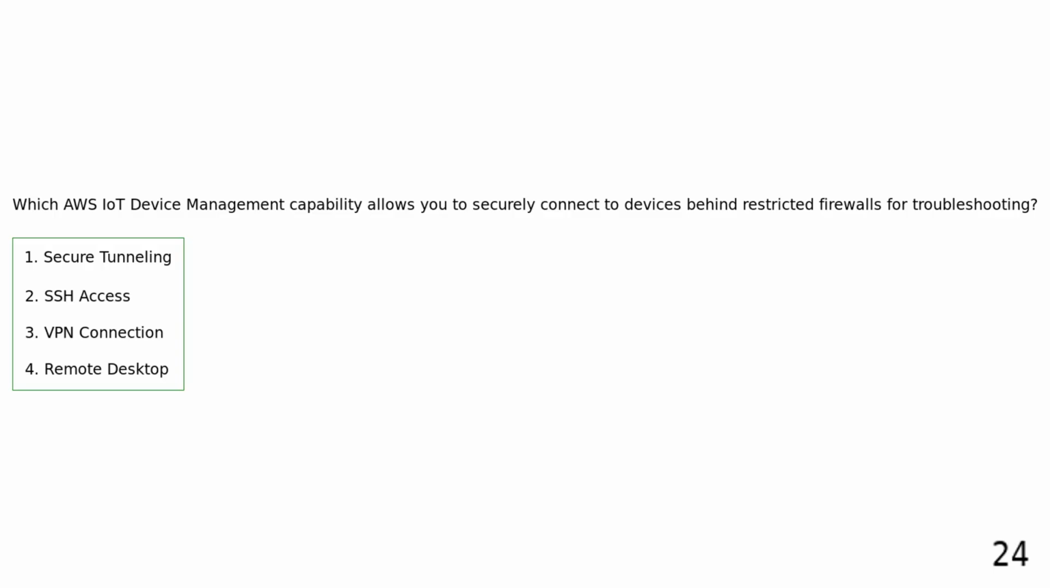Which AWS IoT Device Management capability allows you to securely connect to devices behind restricted firewalls for troubleshooting? Secure tunneling, SSH access, VPN connection, remote desktop.